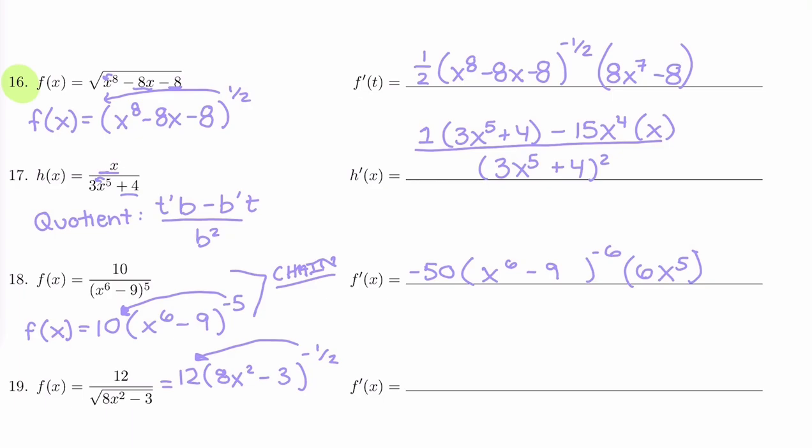So I'm going to bring down that power. 12 times negative 1/2. Half of 12 is going to give us 6, so we have negative 6 here. Bring down that negative 1/2 power and subtract 1 for the new power. It's going to be a negative 3/2. Now I'm going to copy down that original inside, 8x squared minus 3. And last part of the chain rule, after you bring down the power, subtract from the new power, you multiply by the derivative of the inside. The derivative of 8x squared is 16x, and the derivative of negative 3 is 0. So we just did 3 chain rules and 1 quotient for numbers 16 through 19.